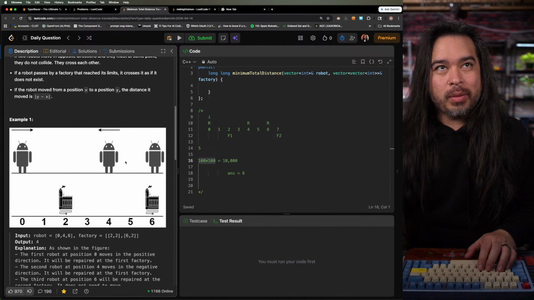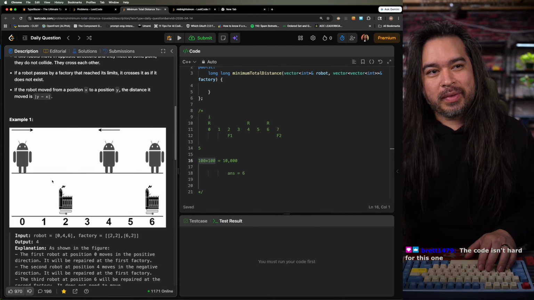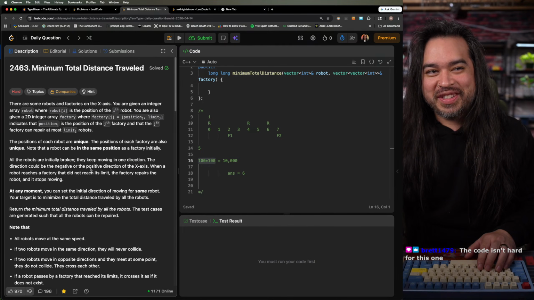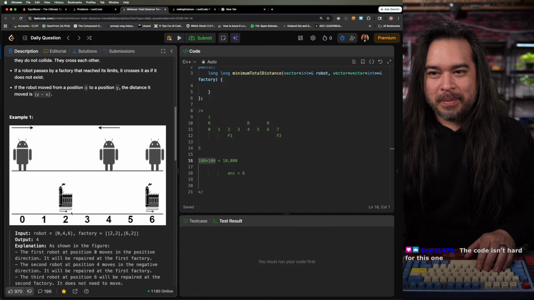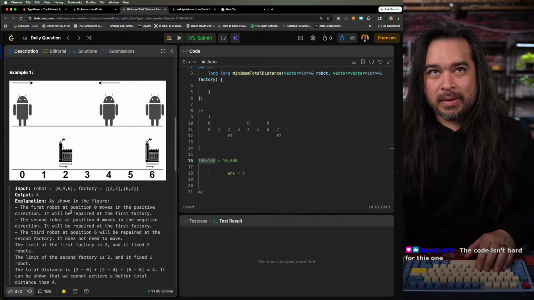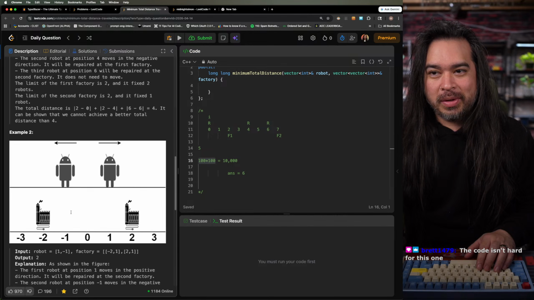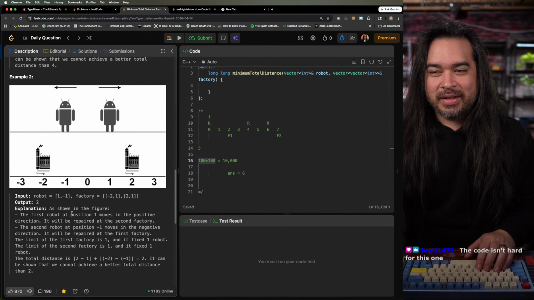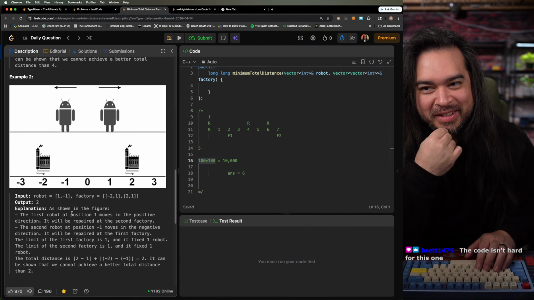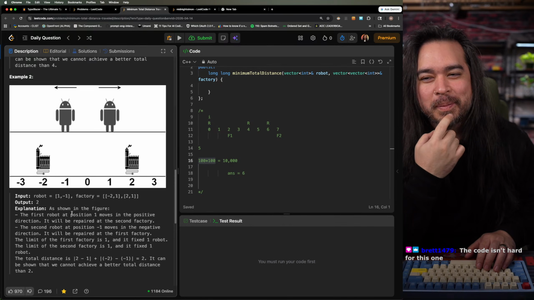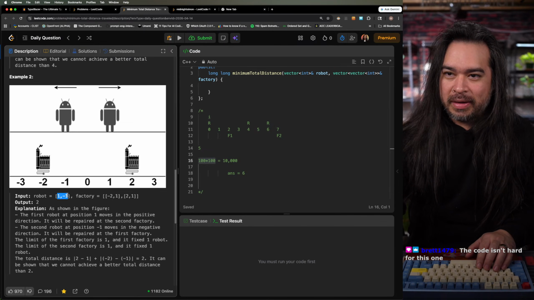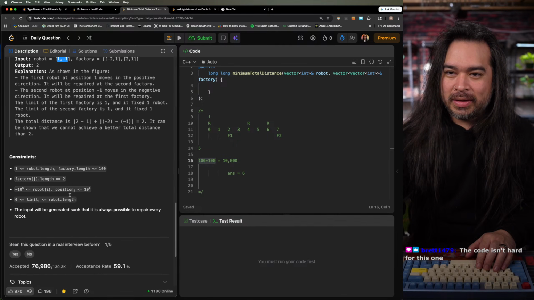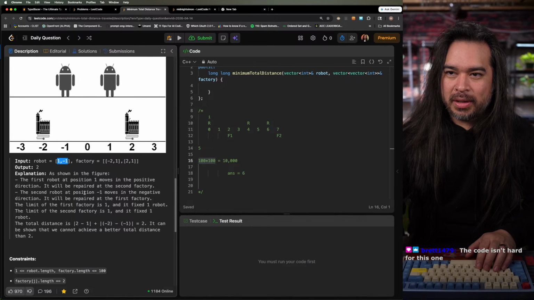Man, which way should these robots go? The code isn't hard for this one. Brett, what's happening? Code isn't hard for this one. That is a hint on its own, maybe. Alright, and these things can be like on negative axis too. I don't know if that changes anything for me. Probably not.